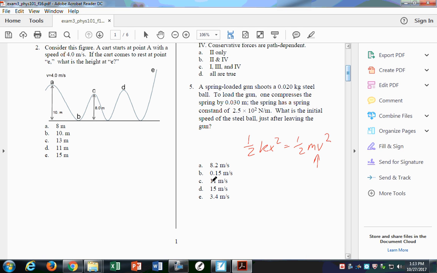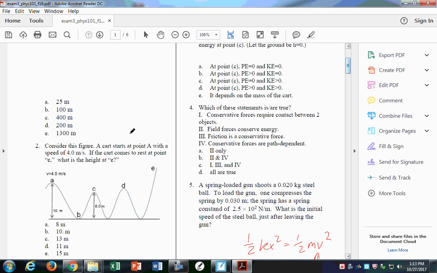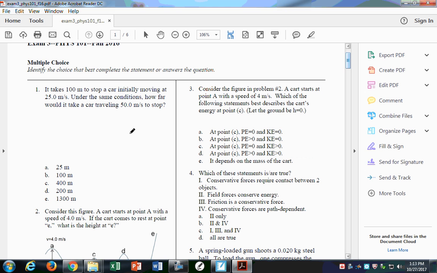Okay? What about, oh, here, actually, for this one, at point E, what type of energy does it have here? It comes up and it stops. It has gravitational potential energy. So all these problems are largely the same. Let's look at number 1.